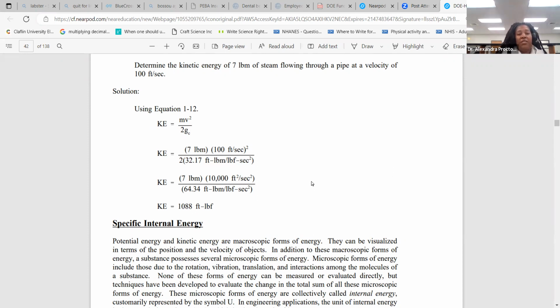They went ahead and squared that 100. That's how they have 10,000 foot squared per second squared. So 7 times 10,000 divided by 64.34, because they multiplied 2 times 32.17. And the kinetic energy is 1,088 foot pounds force.